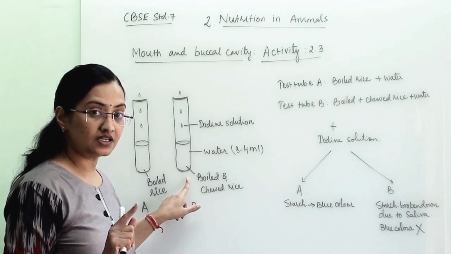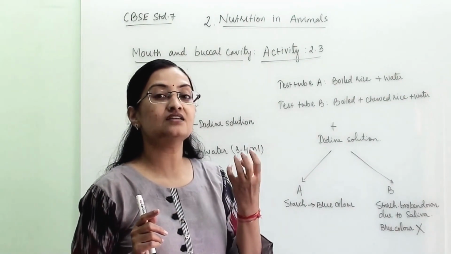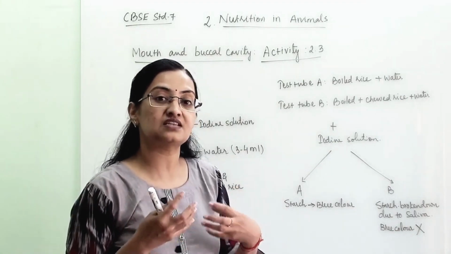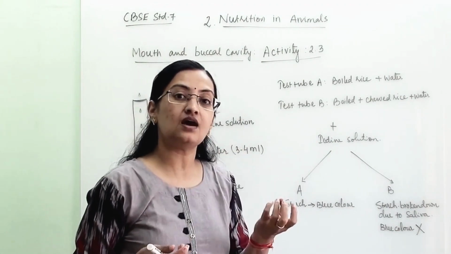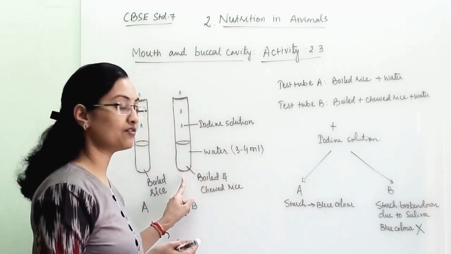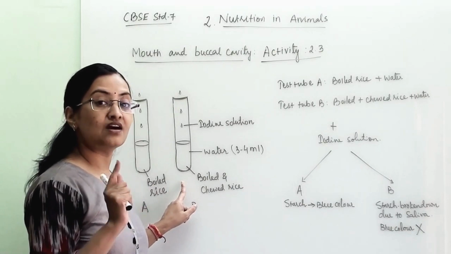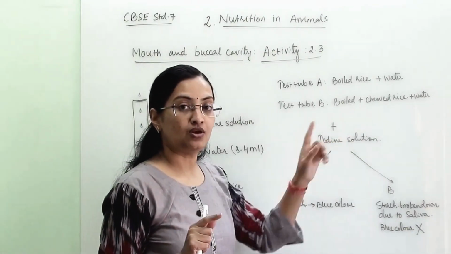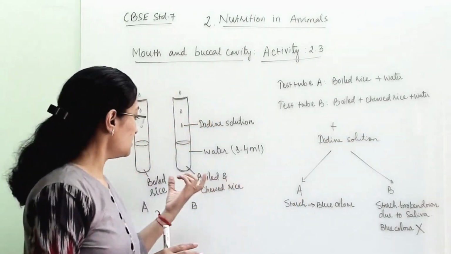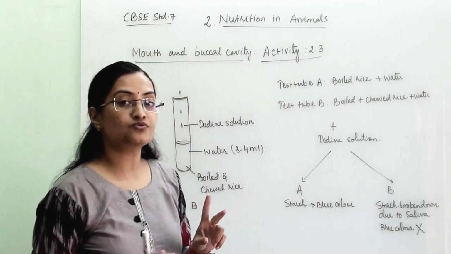Into another test tube we have taken boiled rice, but before that we chewed it a little bit so that our saliva gets mixed with it, and after that we took out that rice and put it into this test tube, which has saliva mixed into it, and we are adding 3 to 4 ml of water. Now after making these 2 test tubes ready, we are adding 2 to 3 drops of iodine.